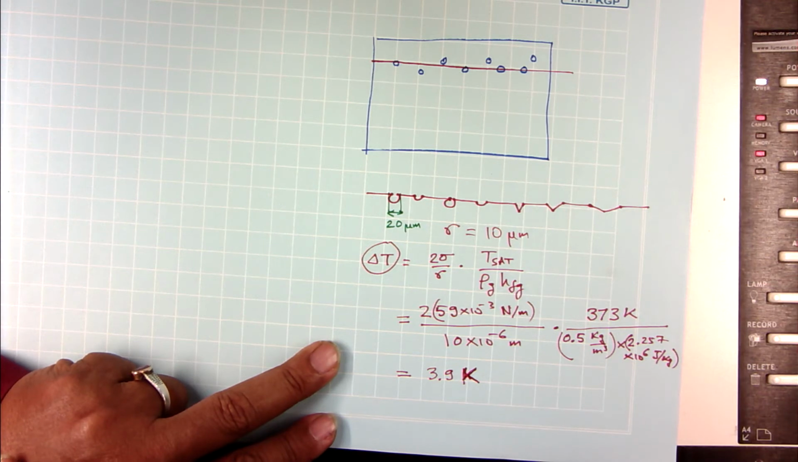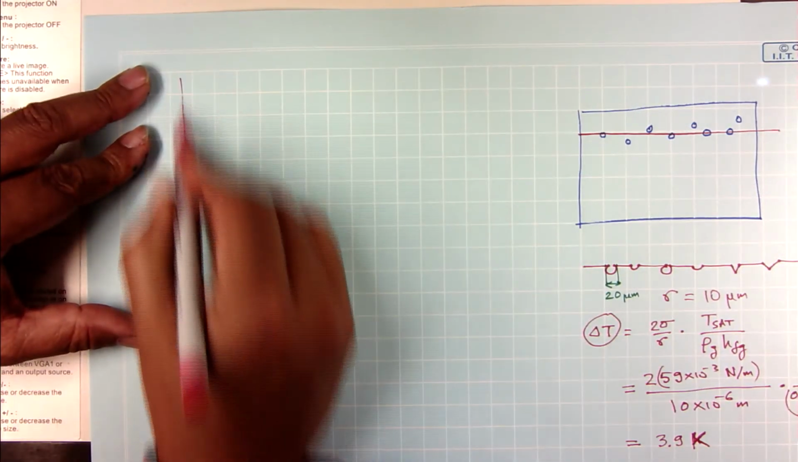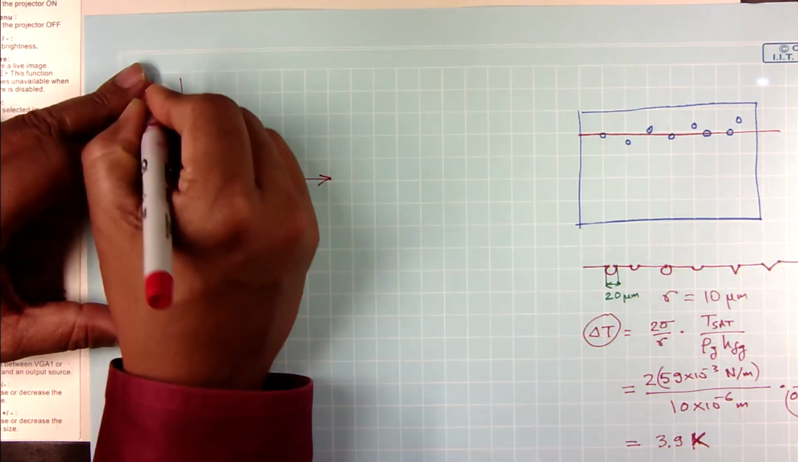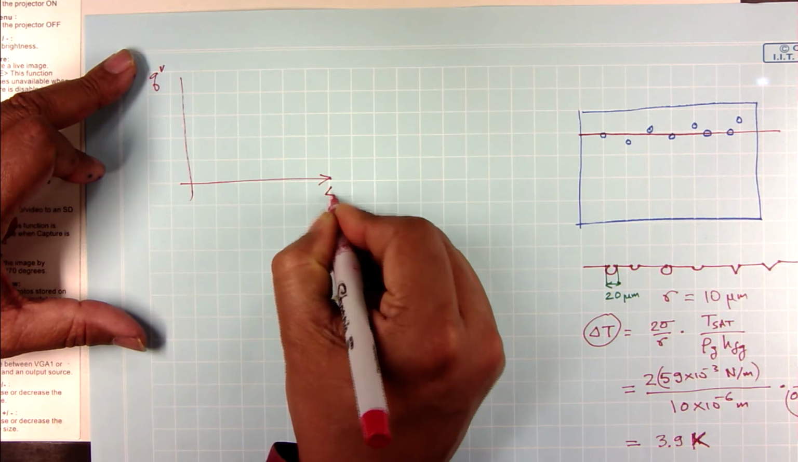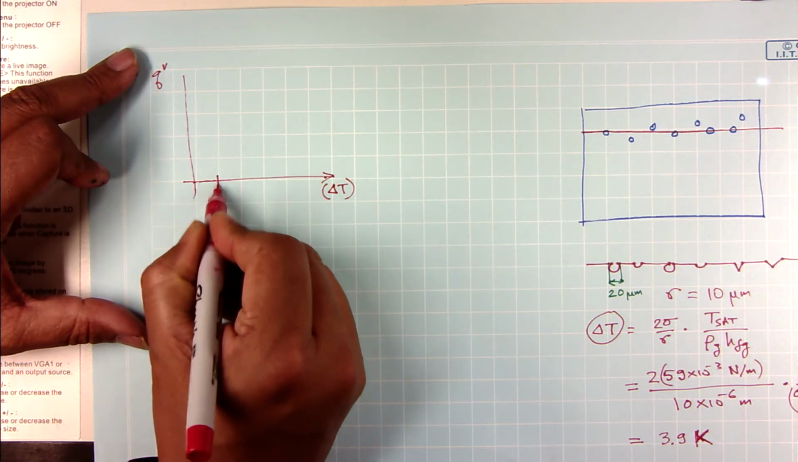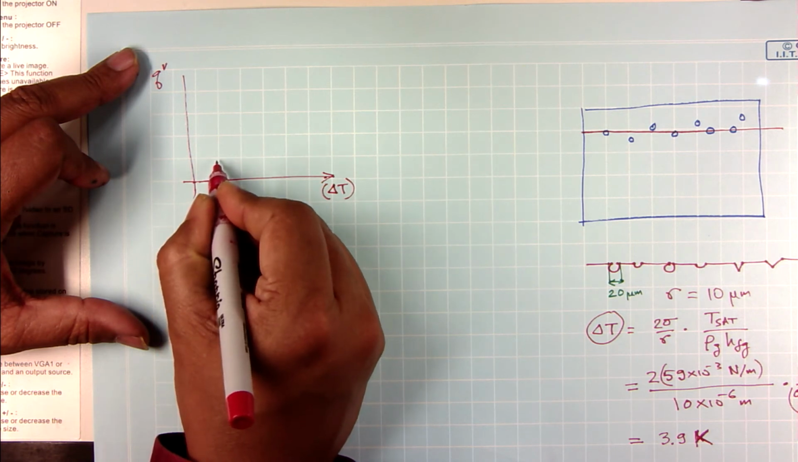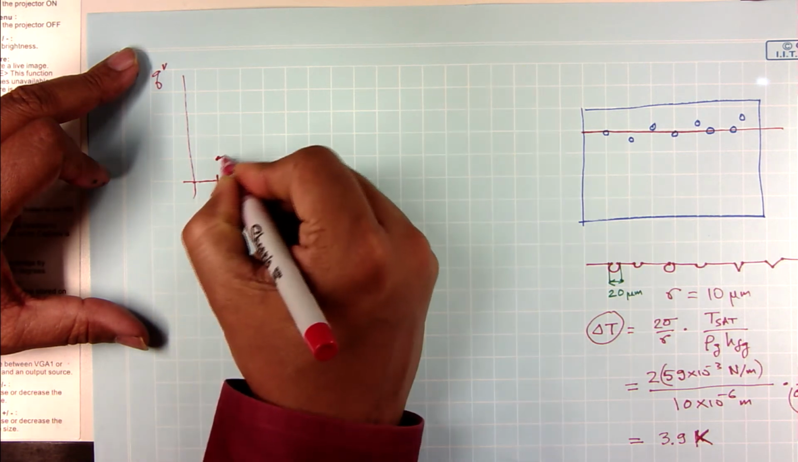So, what that tells you is if I have a 10 micron surface imperfection on my heater, I need at least 4 degrees Celsius superheat before a bubble will form. Okay. So, if I look at the nucleate boiling part of the curve, if I am plotting my q double prime as a function of delta T, I will need a delta T of about 4 Kelvin before my bubble will form, before my nucleate boiling part of the curve will start.